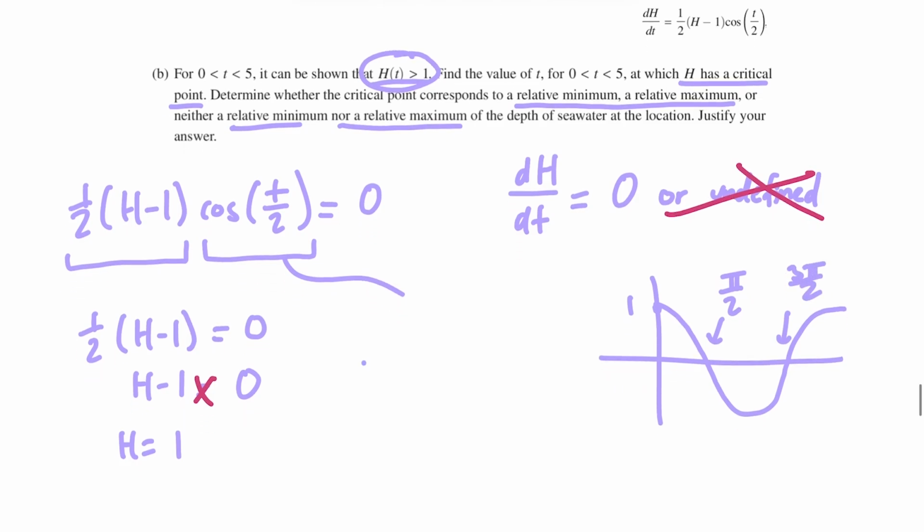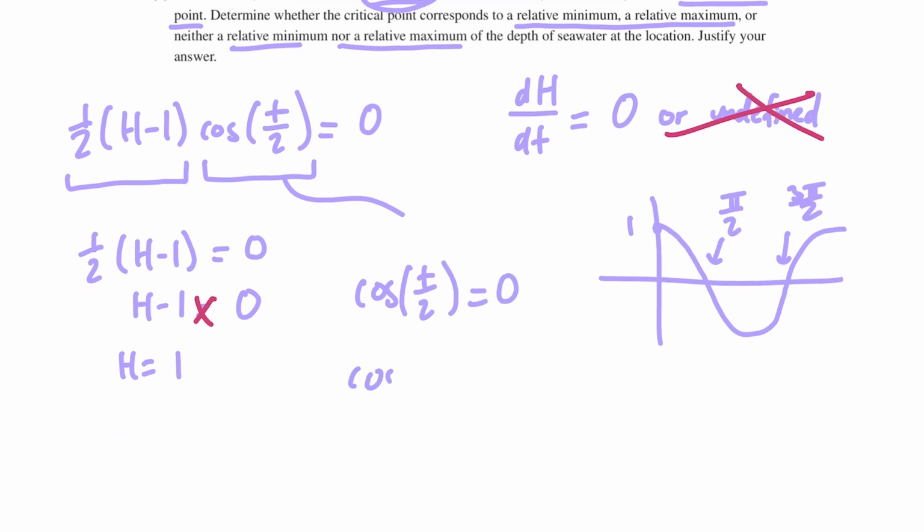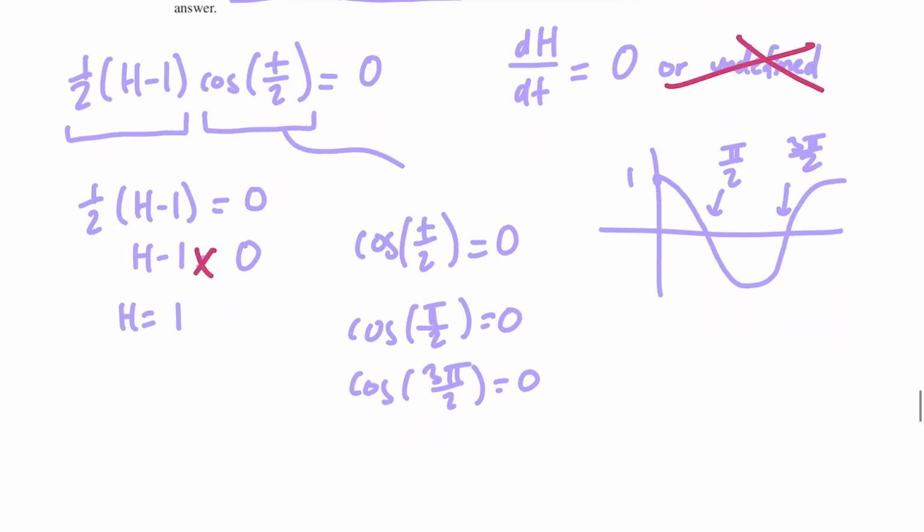So for setting cosine of t over 2 equal to 0, we know that cosine of pi over 2 is equal to 0. We know that cosine of 3 pi over 2 is equal to 0 as well. So what are the two values that we found so far? They're going to be when t is equal to pi and when t is equal to 3 pi.